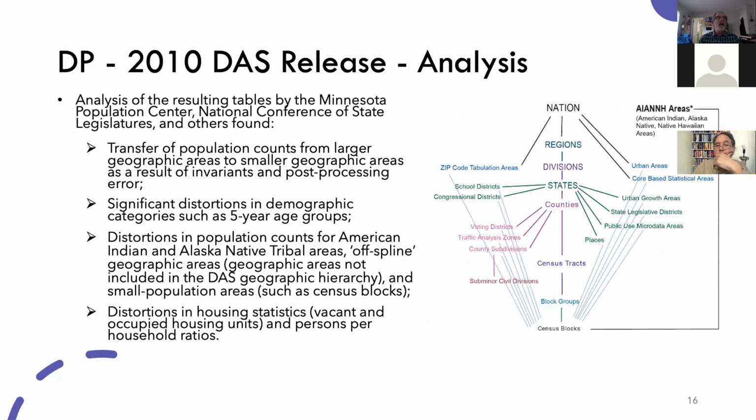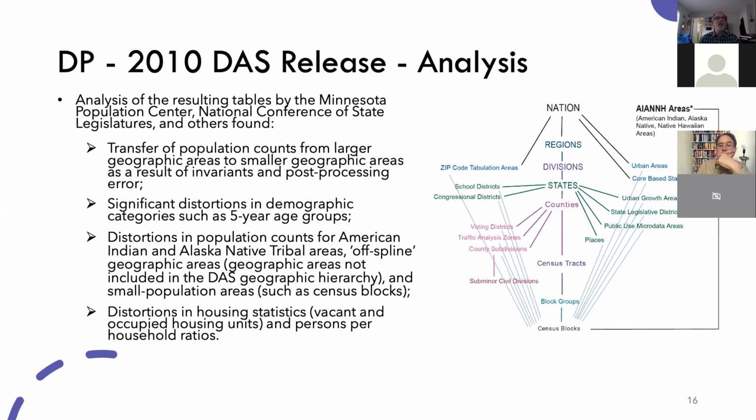And what they found is that there was a transfer of population counts from larger geographic areas to smaller geographic areas. This was a direct result of the construction of the invariants and the post-processing mechanism. There were significant distortions found in the demographic categories such as 5-year age groups. These distortions were also a lot more pronounced for smaller geographies than they were for larger geographies.